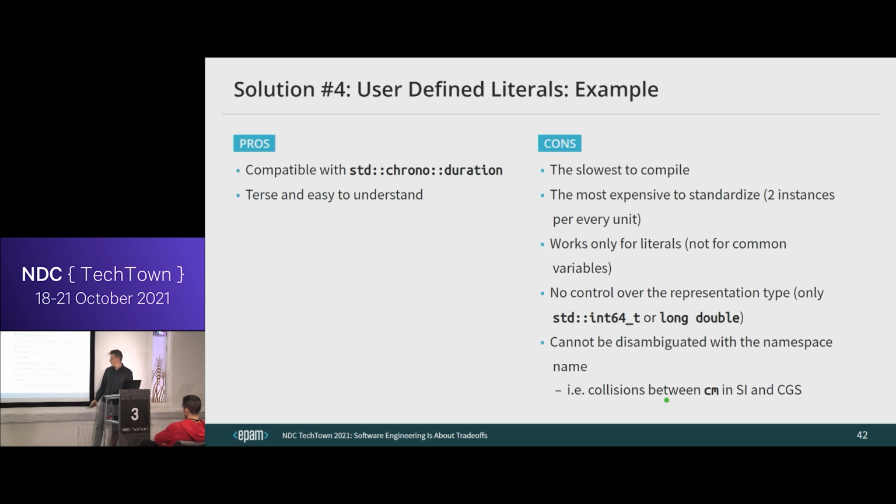For example, we have centimeter both in the SI system and the CGS system. If you include both, you will have a collision. Which centimeter did you want to use? Because UDLs cannot be prefixed with the namespace name.